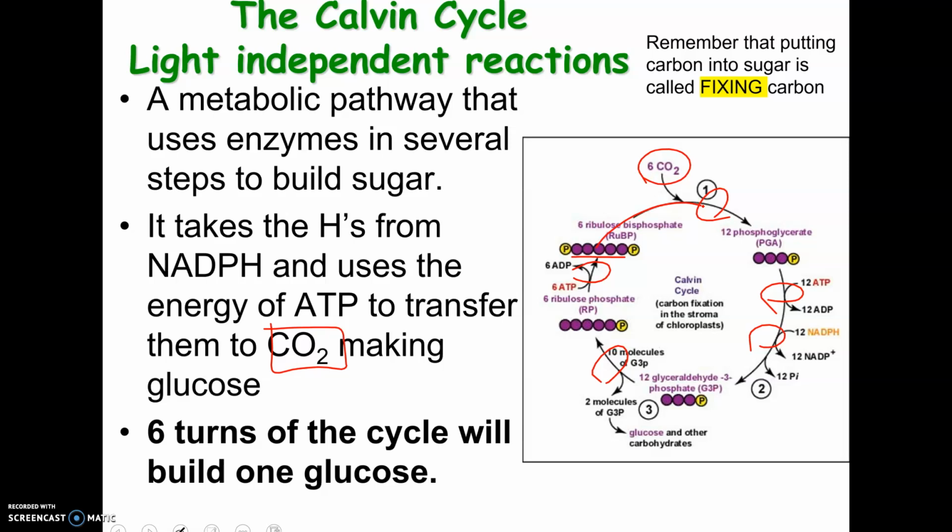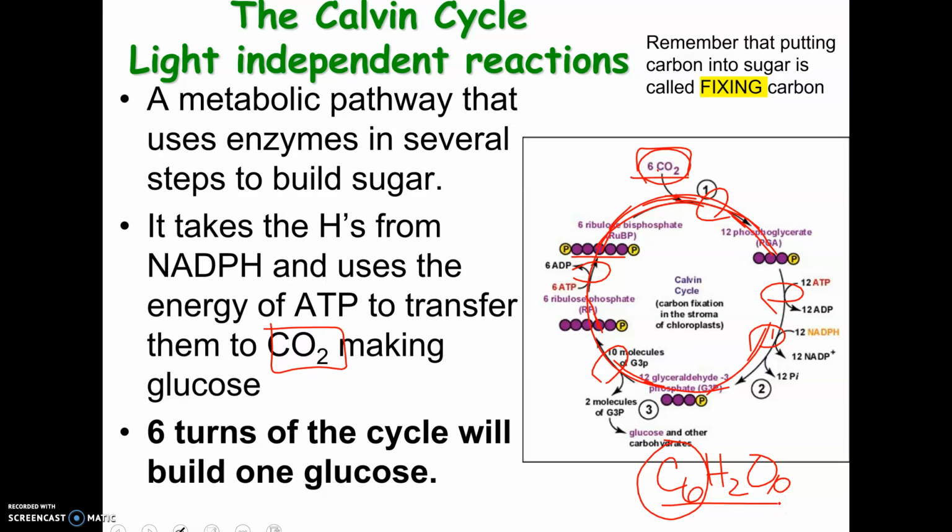What I want you to notice here, really, in this overview, is a couple of things. One, it takes 6 carbon dioxides to build a glucose, because remember, glucose is C6. So we need 6 carbon dioxides. That's going to be our 6 carbons. So this is actually going to turn 6 times. It's going to take those carbon dioxides one at a time, and go through several steps, and then take a second one and go through several steps, and ultimately, after 6 turns, we're going to get 1 glucose. That's the first thing that's important.